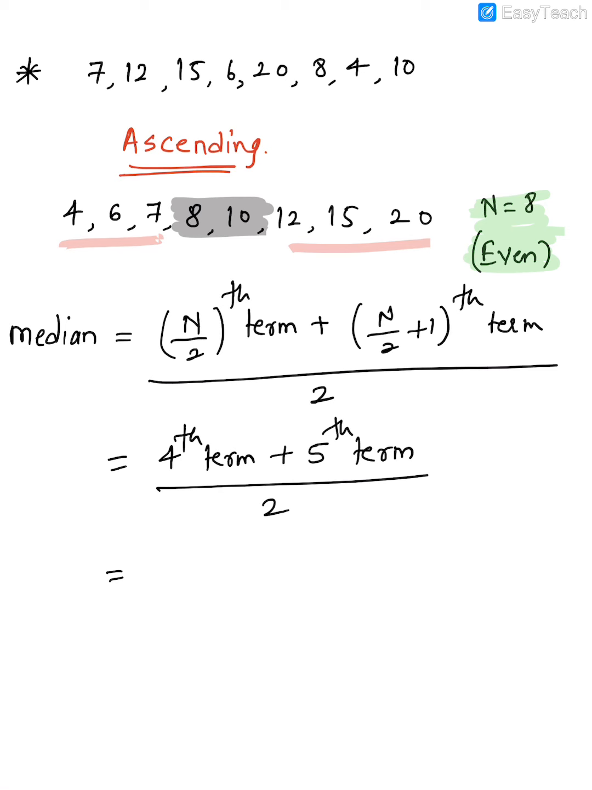Now look at this data and tell me, what's the 4th term? It is 8. What's the 5th term? It's 10. Divided by 2, so your answer is 9. Did you notice something? This time your median is not there in the given data. The number 9 is not even there in your data. So in the case of an even number of observations, it is possible that the median you get may not be in your given data, but it is still possible. That could be the median.